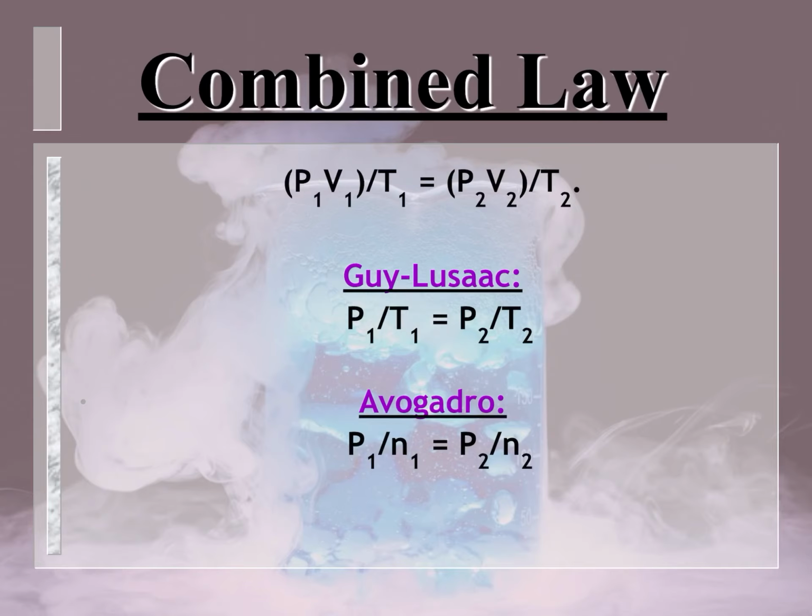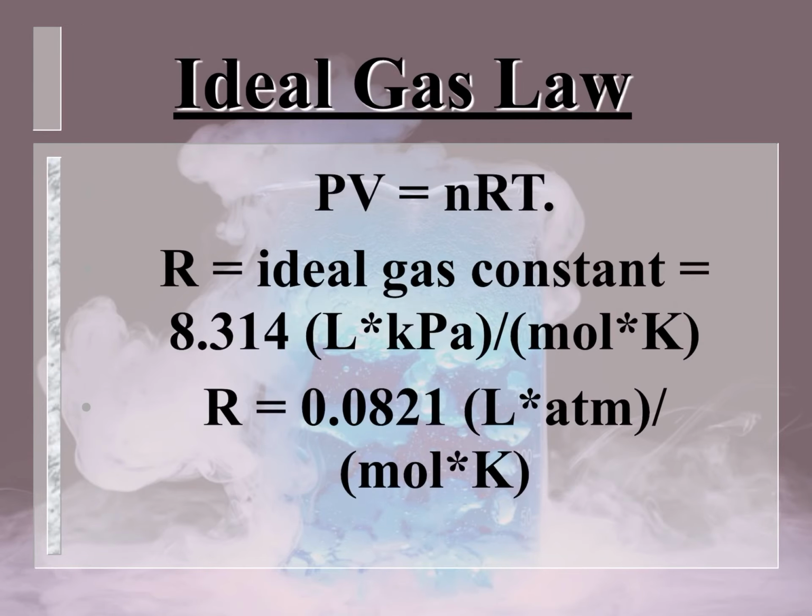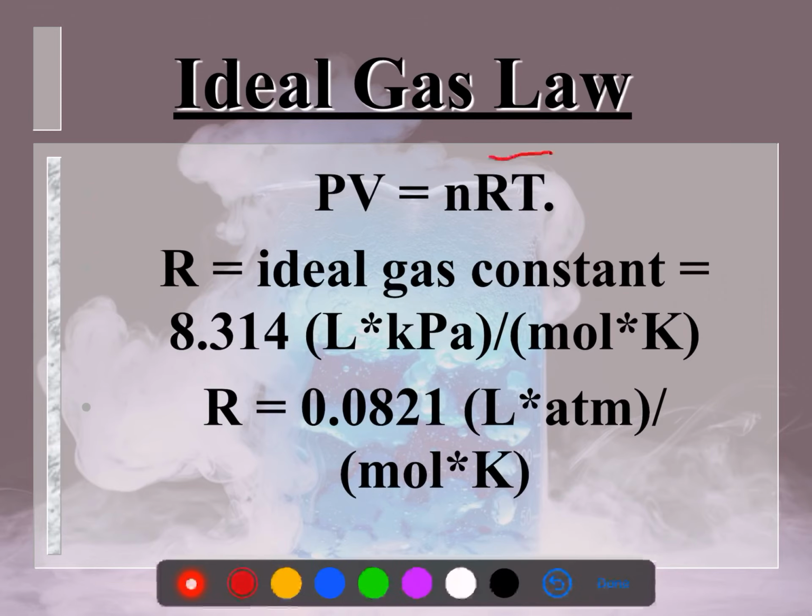And if you put all of those relationships together, you can get two different things. One, if you're not changing the number of particles, then you get what's called the combined gas law, which is up there at the top: P1V1 over T1 equals P2V2 over T2. Or you get what's called the universal gas law, which is PV equals nRT. Remember that V stands for the volume of the container and n stands for the moles of gas. Now, R is a constant that makes the relationship mathematically work out.